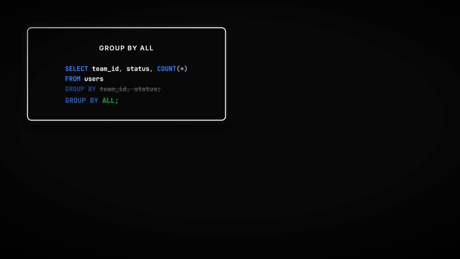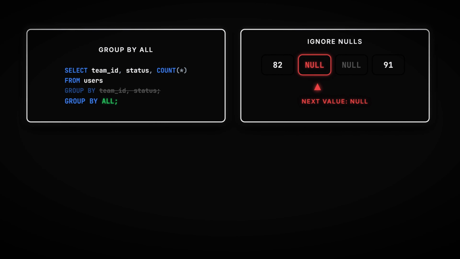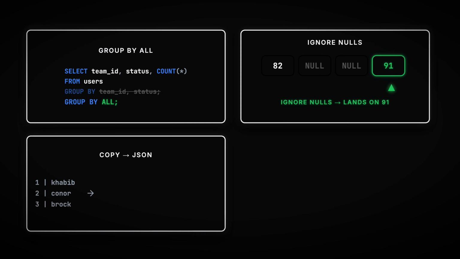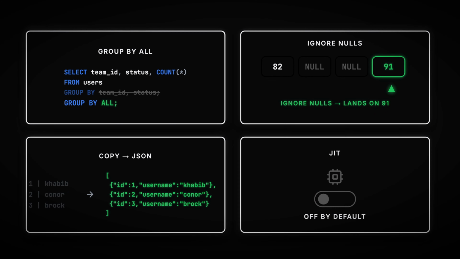Developers get several smaller improvements as well. GROUP BY ALL automatically groups the selected non-aggregate columns. Window functions like lead, lag, first_value, and last_value can now ignore nulls, and COPY can export directly to JSON. JIT compilation is also disabled by default because its planner-based cost trigger was not reliable enough across different workloads.